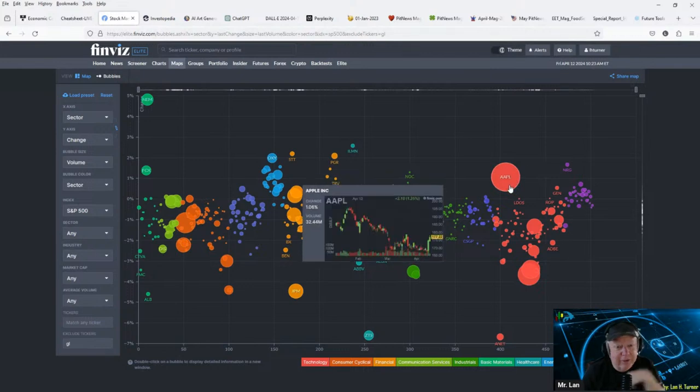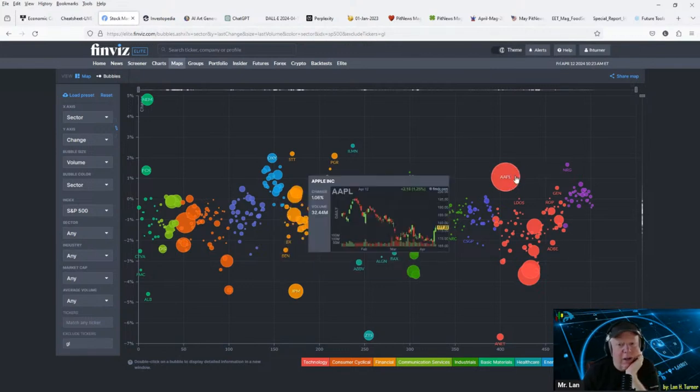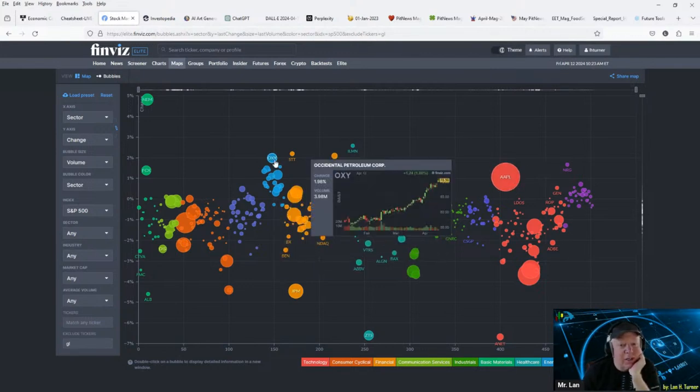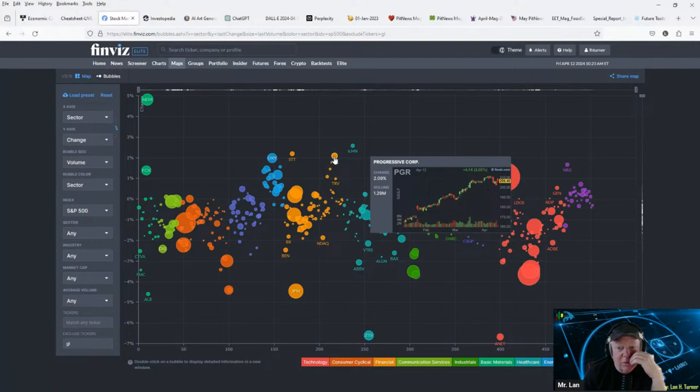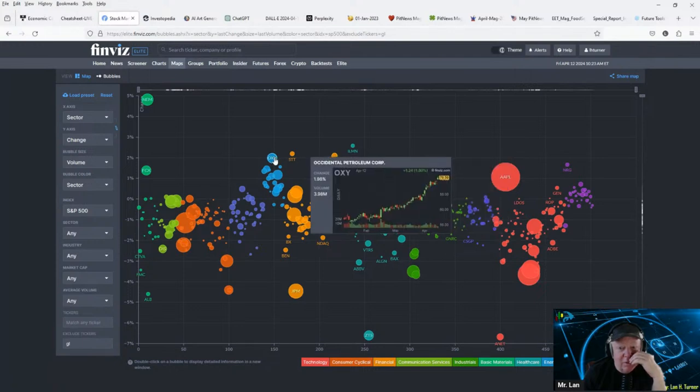NEM. I haven't really got anything else. We're already in Apple. There's Oxy. It's kind of up there. Illume, but look how tiny the little circle is. There's not very many people trading. It's $134 a share. PGR, $206 a share. What's Oxy? $70. Circle's a little bit bigger.